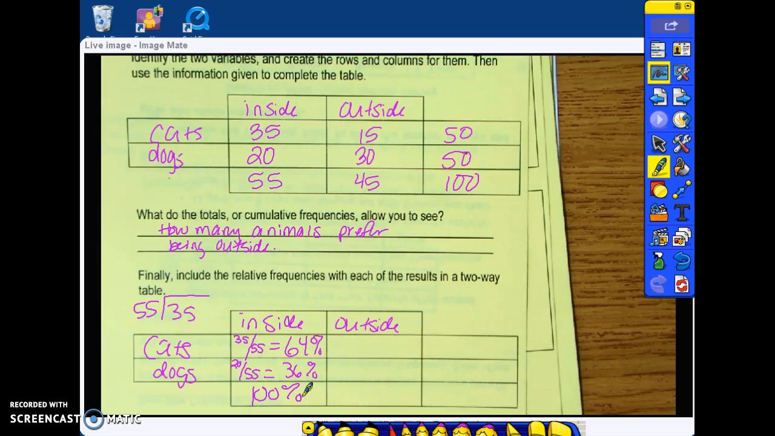We can do the same thing with animals that are outside. For outside, we have 15 cats out of 45 total animals. When we divide that and round, we get 33%. We'll do the same thing with dogs, 30 divided by 45, and get 67%. And we can add those together to get 100%. And that is how you create a relative frequency chart.